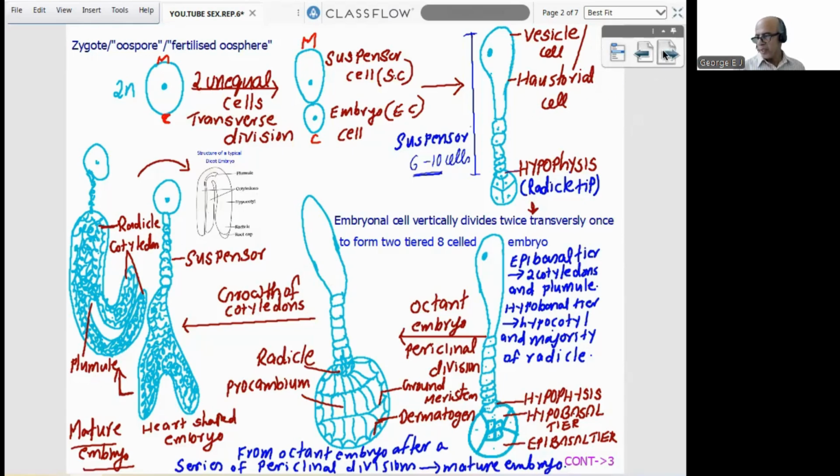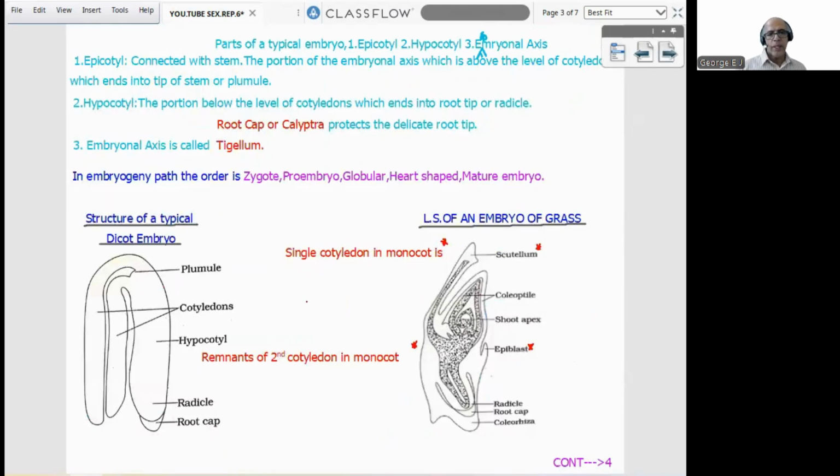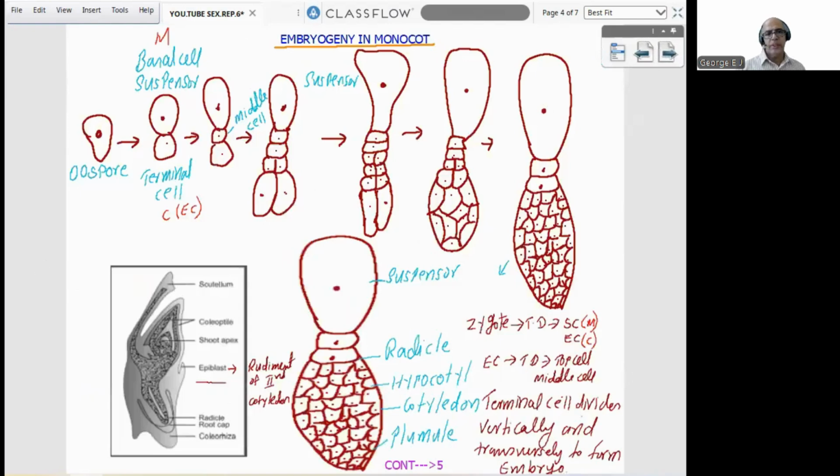Then parts of a typical embryo: epicotyl, hypocotyl, tigellum or embryonal axis. Then the order of embryogeny: zygote, proembryo, globular shape, heart shape, mature embryo. Then 2 diagrams, dicot embryo and monocot embryo. In the monocot embryo, specifically the scutellum, the single cotyledon of monocot, and the epiblast, the remnant of the suppressed cotyledon in monocot. Labeling question. Then monocot embryogeny.